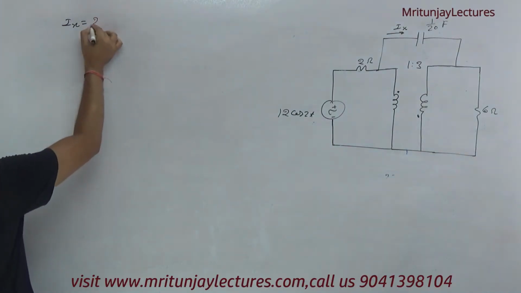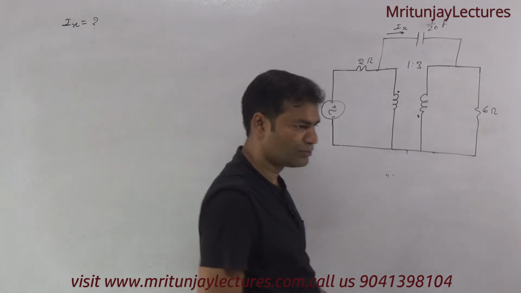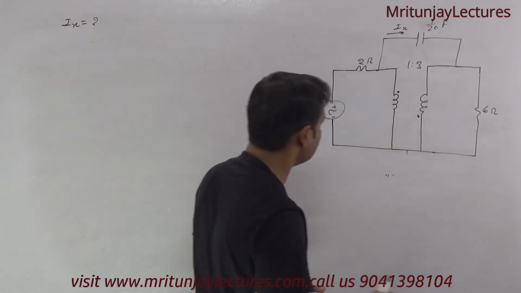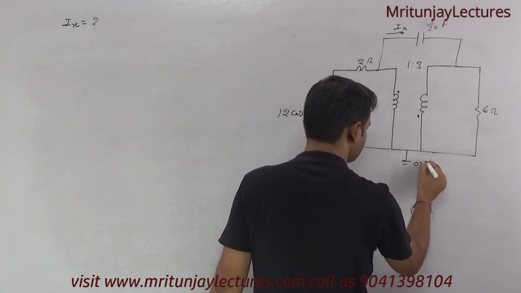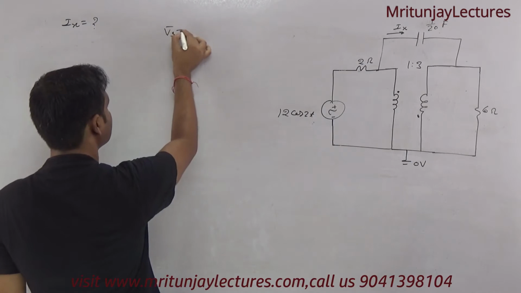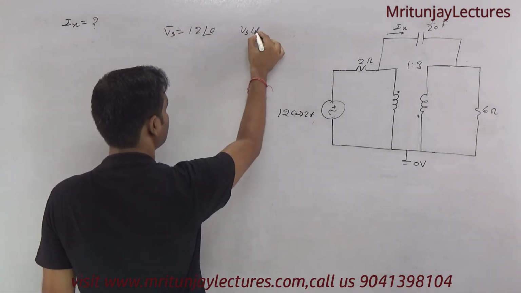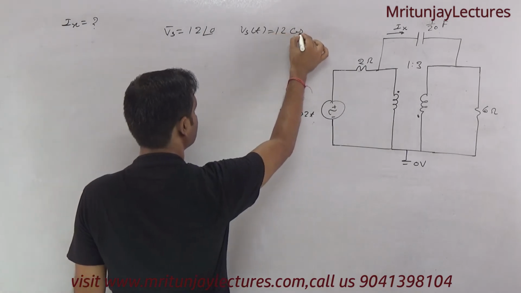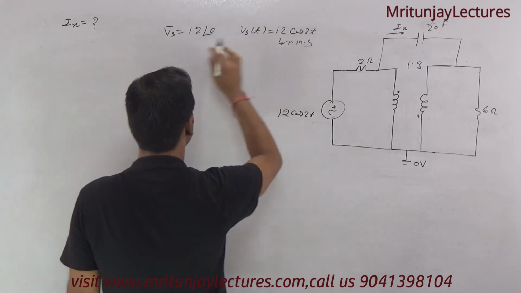Our motto is to determine Ix. How can we determine Ix? Consider this one a dot node, and this one is Vs, which is equal to 12 at the angle 0 volt. If Vs(t) is equal to 12 cos 2t, and we have considered that as an RMS value, then Vs is like this.